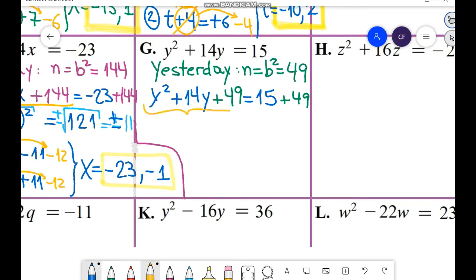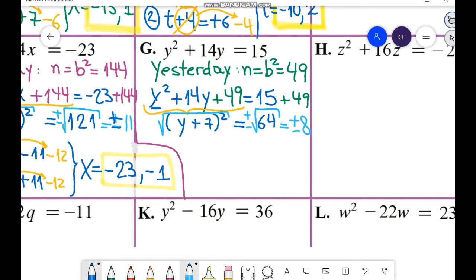Since this is going to be a perfect square trinomial, a plus b, and b is 7, squared, equals what? 15 plus 49 is 64. Right? Apply the square root on both sides, positive or negative. And the square root of 64 is 8.